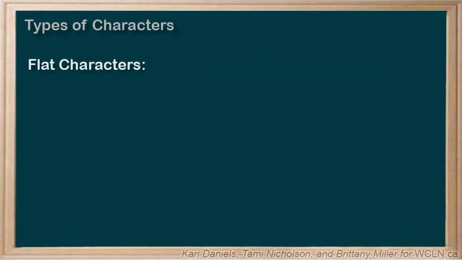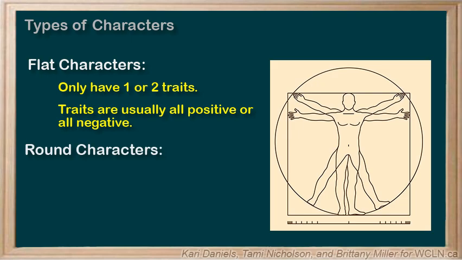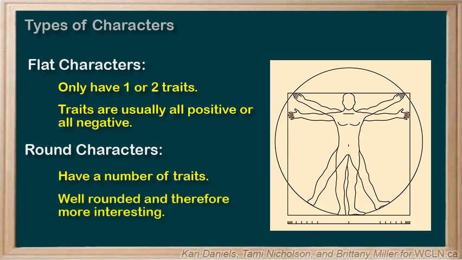Flat characters can be described in one or two traits, usually all positive or all negative. They don't have much to say about them. Their character flaw or strength has its use in the story. While round characters can be described with a number of traits, they are well-rounded and are thus more interesting.